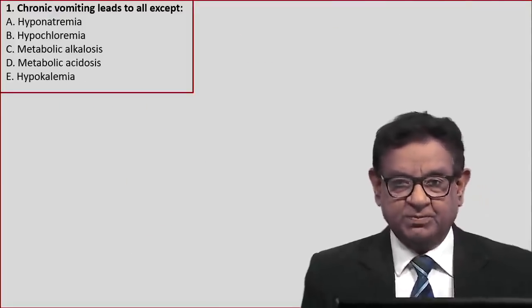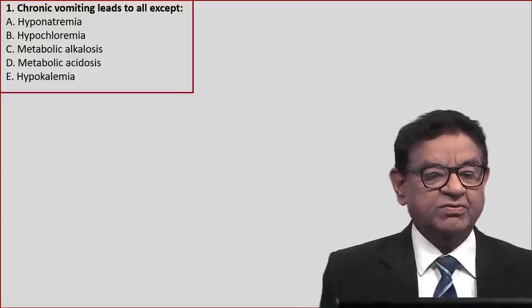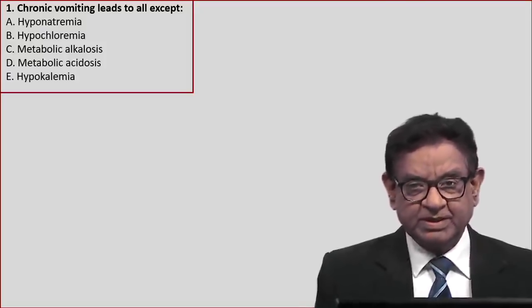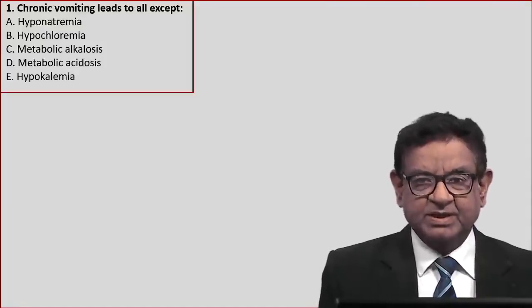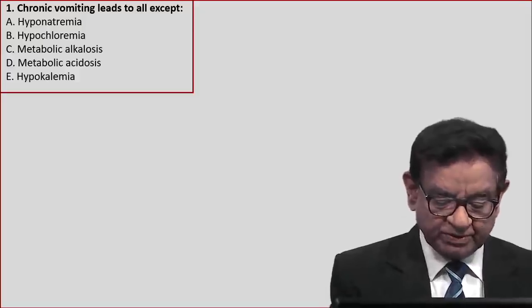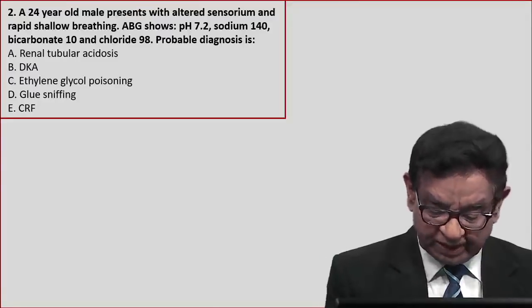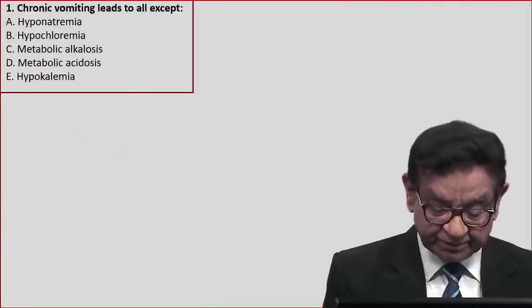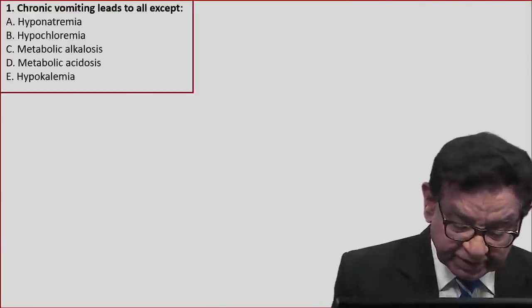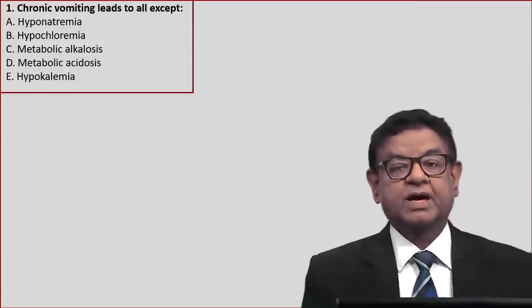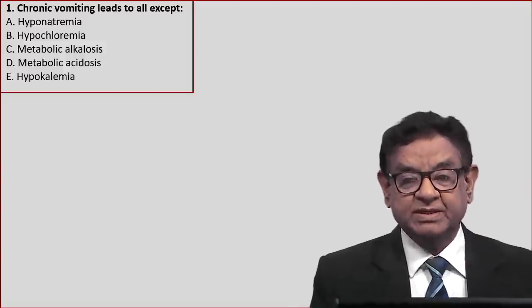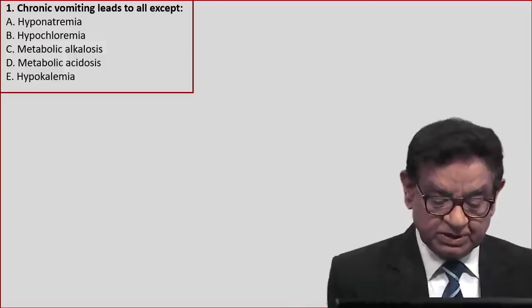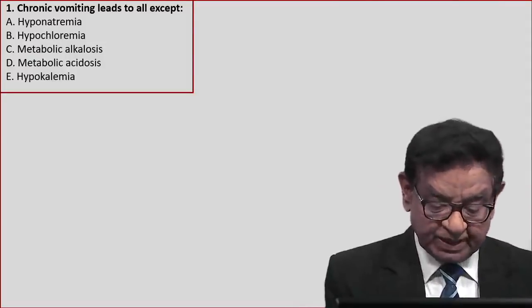Now again we look at the options. As the patient is having a lot of vomiting, chronic vomiting, the person is losing hydrochloric acid. So that means there will be loss of chloride. That's the reason why these patients will be having hypochloremia and hypokalemia. At the same time, as the patient is losing hydrogen ion also, that will lead to metabolic alkalosis.